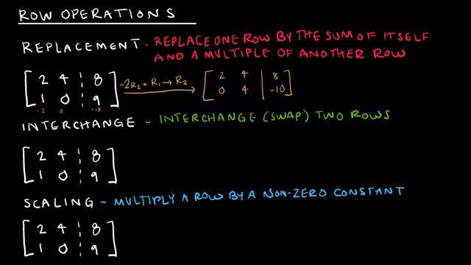Interchange just means to swap 2 rows. So again, I'm going to show you the proper notation. If I want to swap row 1 and row 2, I'm going to use an equal sign essentially with an arrow on each side. So this is telling me I'm swapping row 1 for row 2. So if I do that, then this would be 1, 0, 9, and this would be 2, 4, 8.